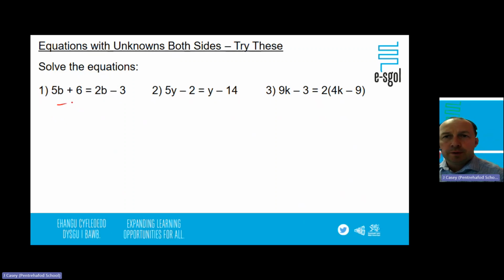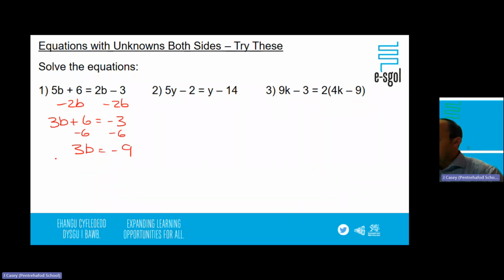So I'm going to take away 2b from both sides, take away 2b, take away 2b, and that's going to give me 3b plus 6 equals minus 3. Remember, you've got to keep the minus there. I'm going to take away 6 from both sides, take away 6, and that gives me 3b equals minus 9. I'm trying really careful not to make my b's look like 6's, so you've got to be careful with that. Remember, the person marking your paper probably doesn't know what your handwriting is like, so you've got to be careful.